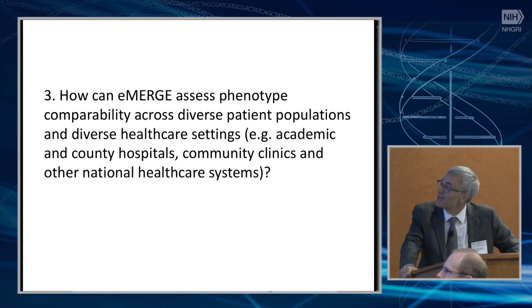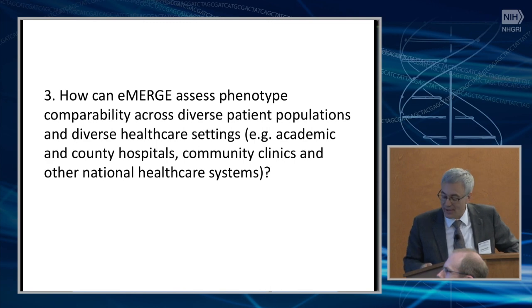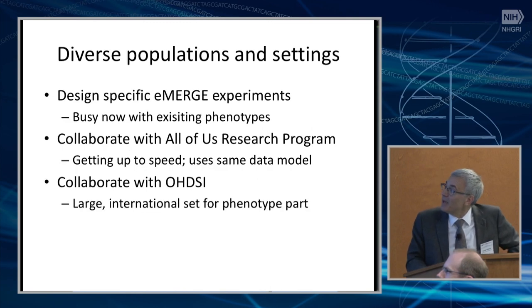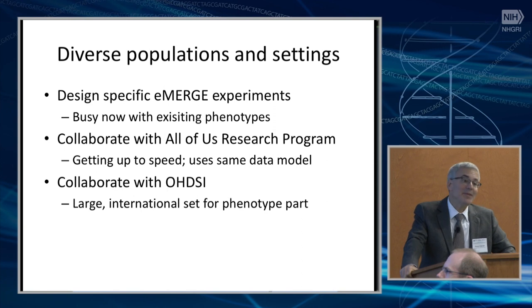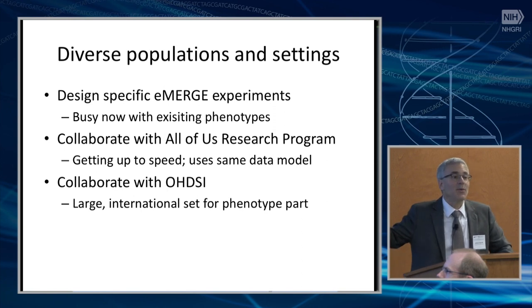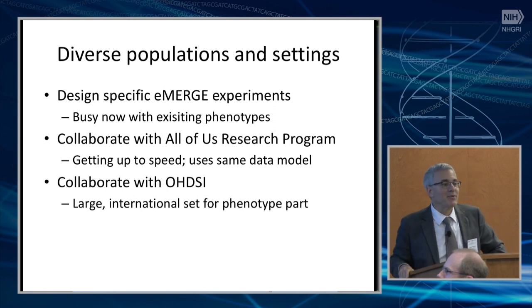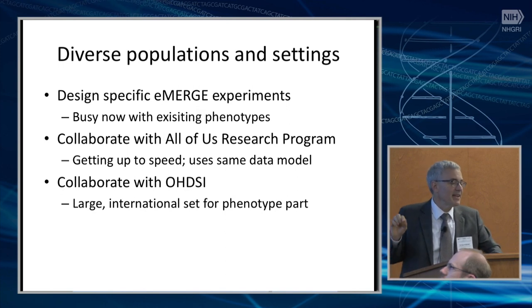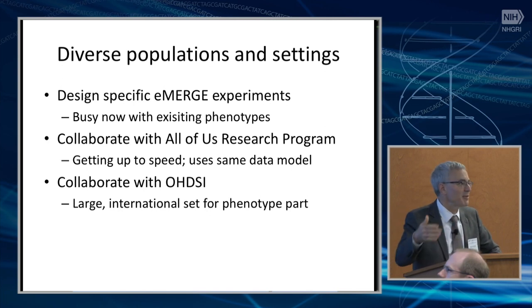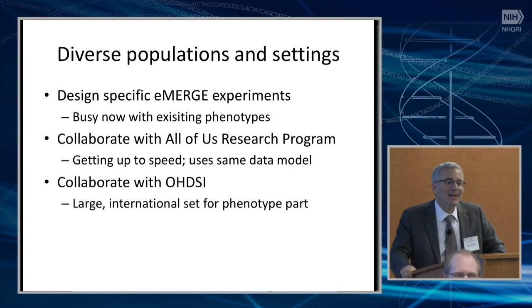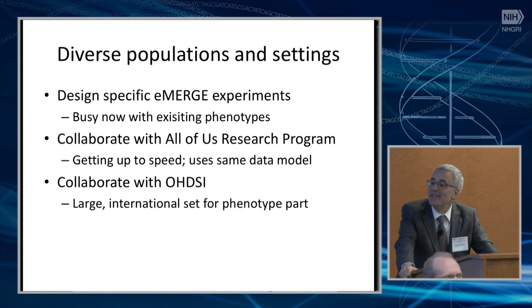How can eMERGE assess phenotype compatibility across diverse patient populations and diverse healthcare settings, academic and county hospitals, community clinics, national healthcare systems? So we can design specific eMERGE experiments to do this. And as I read the question, a bunch of thoughts came into my mind of what we could be doing. Then reality set in, and I was realizing how many phenotypes we've yet to do in our department just to keep up with the workflow. So it's hard to do new experiments in this, but I think there is a lot we can do within our existing infrastructure.